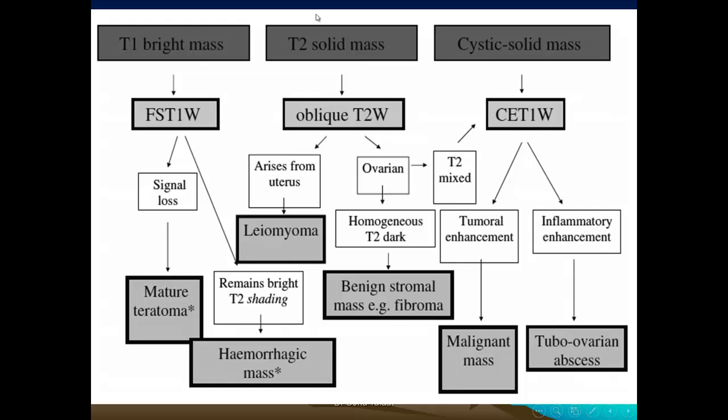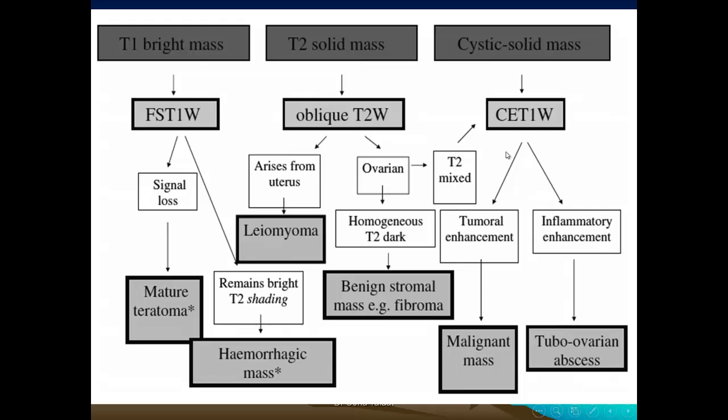If we have a T2 solid mass, adnexal, we are talking about adnexal. Just be sure whether it is arising from the uterus, because it will be a subserous fibroid, or it is ovarian. Homogeneous dark T2 signal means a benign stromal lesion, fibroma. If it has mixed signal, no, we have to go to the cystic lesions with solid components.